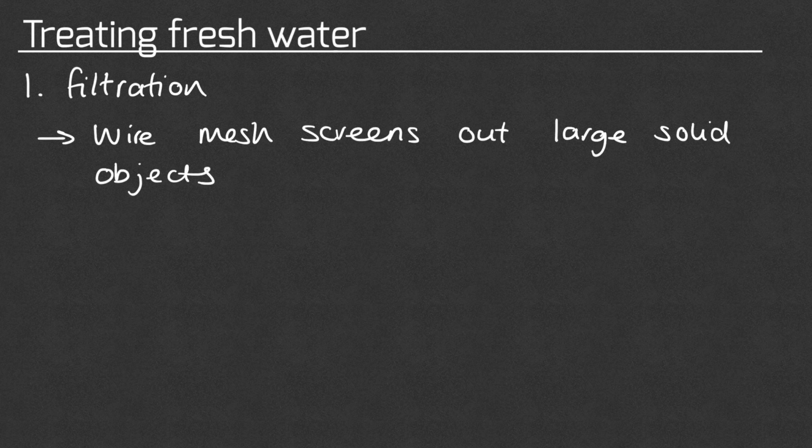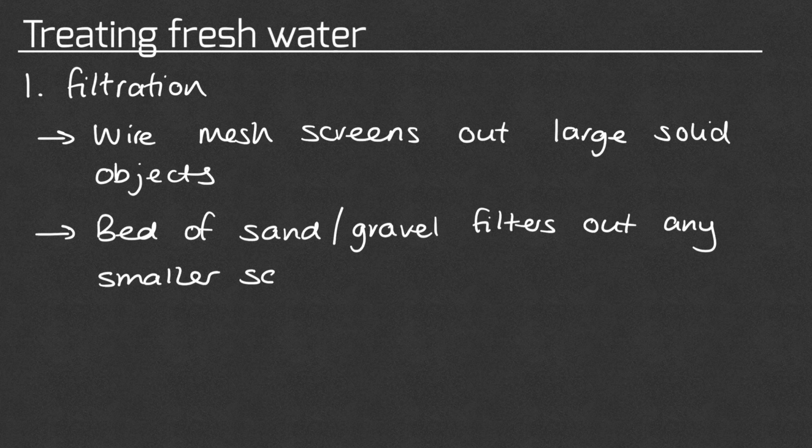This is where we use a wire mesh to screen out any large solid objects. And then we pour that water over a bed of sand or gravel, and that will filter out any of the smaller solids. So after this process, there should be no solid particles left in the water.